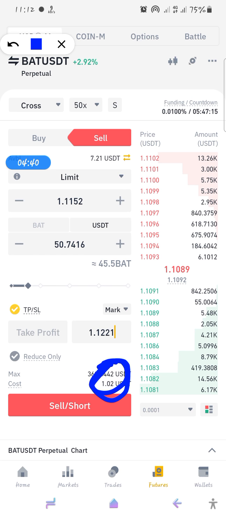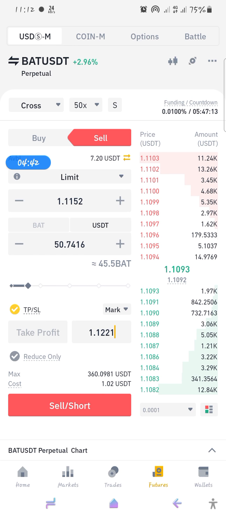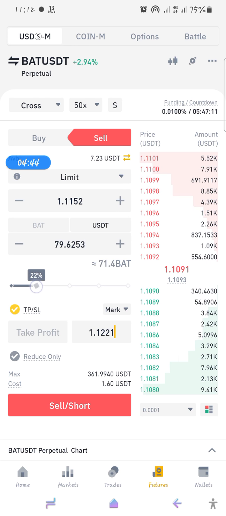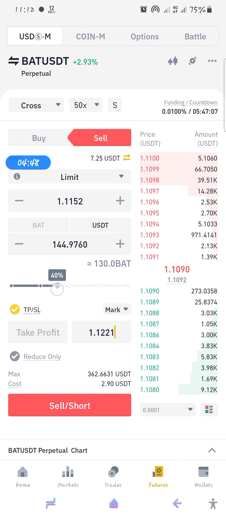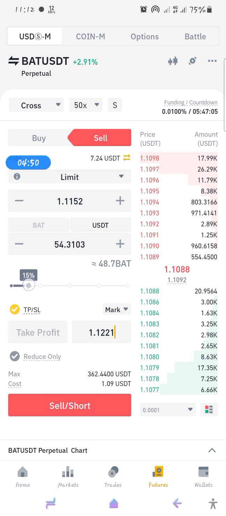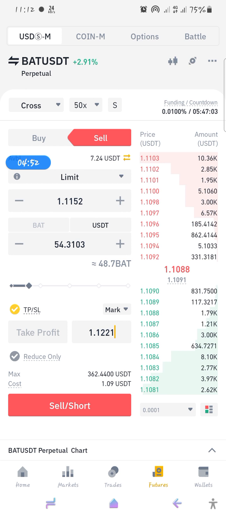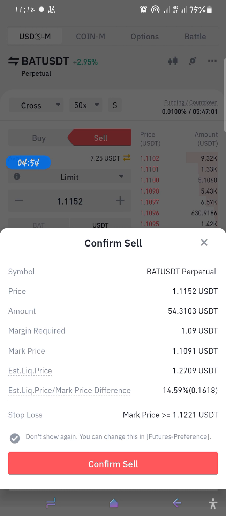You see something like one, it will be increasing. So let's go. You can see it's already increasing to 2. So if you want to use $5, you just swipe it. And if you want to use $1, then you just swipe it around. You can see what I'm talking about. So you click on sell shorts, that's all.